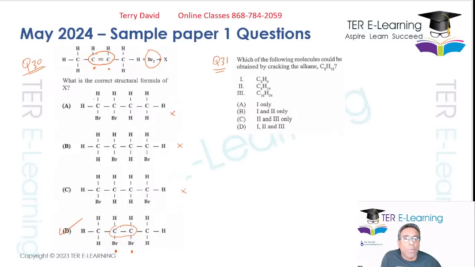What about question 31? Which of the following molecules could be obtained by cracking the alkane C8H18?